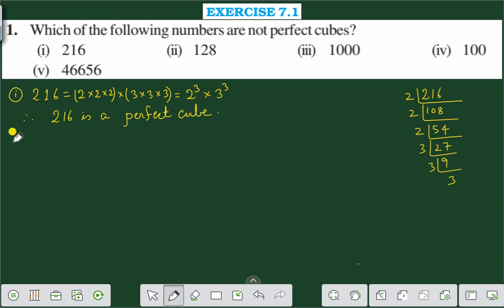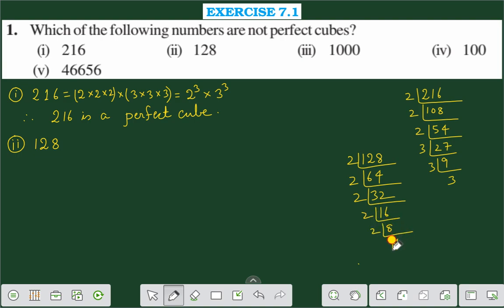Now, question number 2, 128. Let's first find the prime factorization of 128. Dividing by 2, we get 64, then 32, then 16, then 8, then 4, then 2. Right? 1, 2, 3, 4, 5, 6, 7.